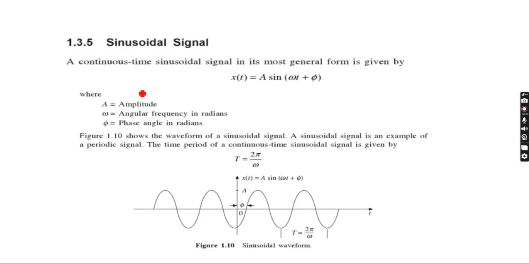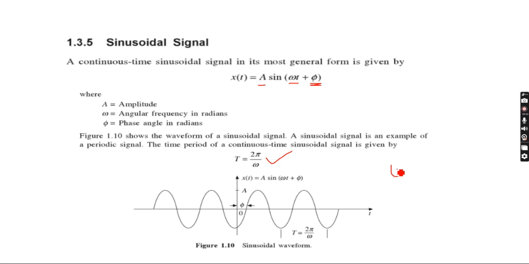And the next very important signal is the sinusoidal signal. A continuous time sinusoidal signal in its most general form is given by x of t equal to A sin of omega t plus phi. Sometimes in signals the phi won't be represented, so it is simply A sin omega t. Here A is the amplitude and omega is the angular frequency. It is a periodic signal, so the sinusoidal signal repeats. The period equals 2 pi by omega naught.